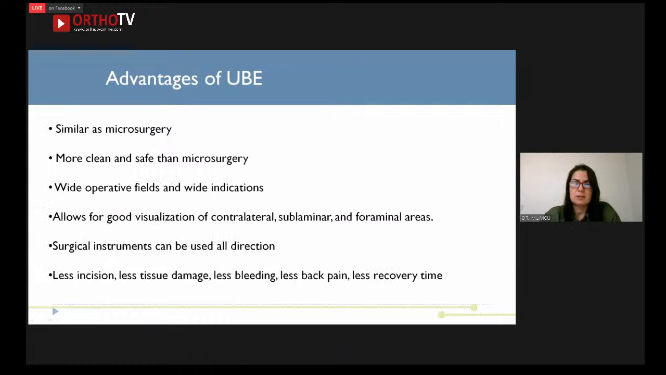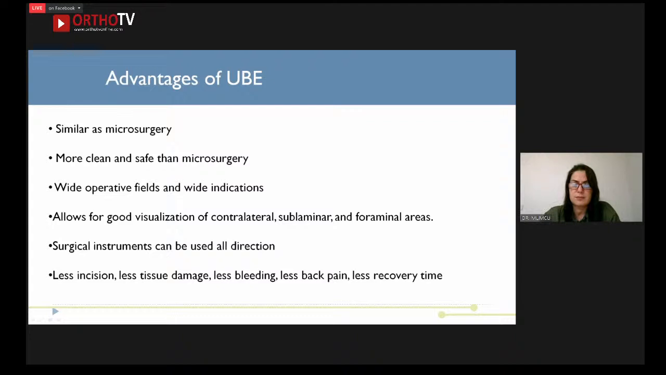Let's move on to talk about the advantages of UBE. The merit of UBE is that it is more familiar to spine surgeons. UBE and microsurgery are almost the same approach in terms of instruments, anatomy, and surgical results. The UBE view is clearer and safer. UBE provides a good visualization of contralateral, subluminal, and foraminal areas, and it has a wide range of indications. We can use all surgical instruments without any limitations. Furthermore, it is more beneficial for the patients.